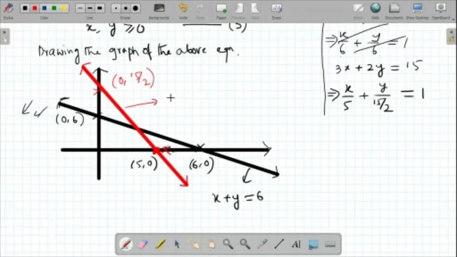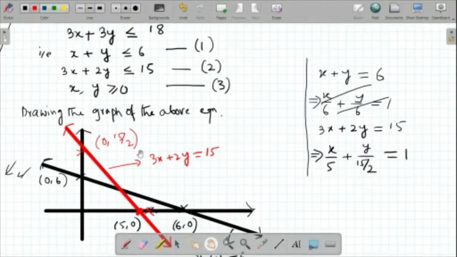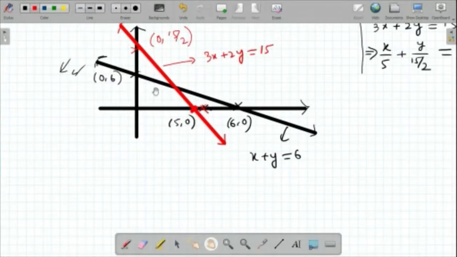And what is this line? This line is 3x plus 2y equals 15. Now see, what was our region? Our region is less than, less than, so which side? This side or this side? It will be on the downside, so on the line. What is the common region?